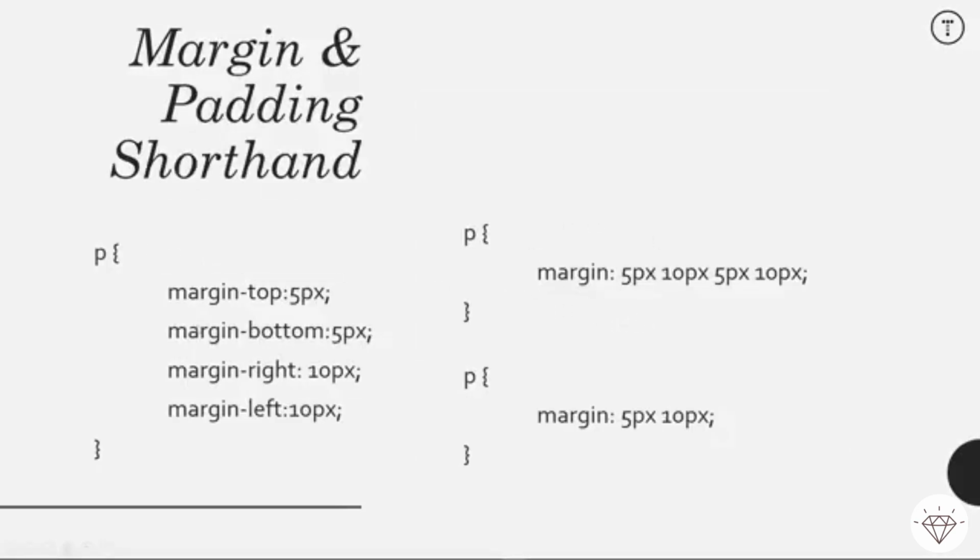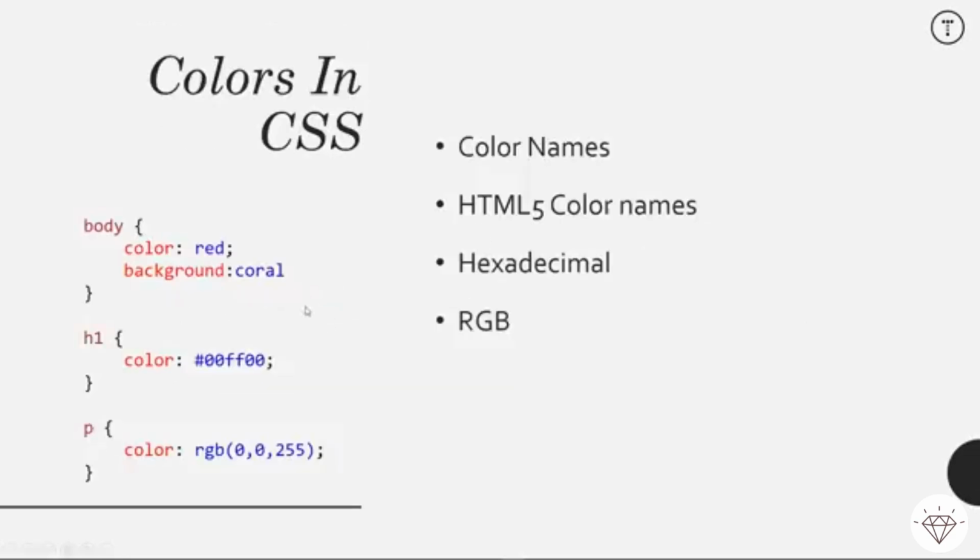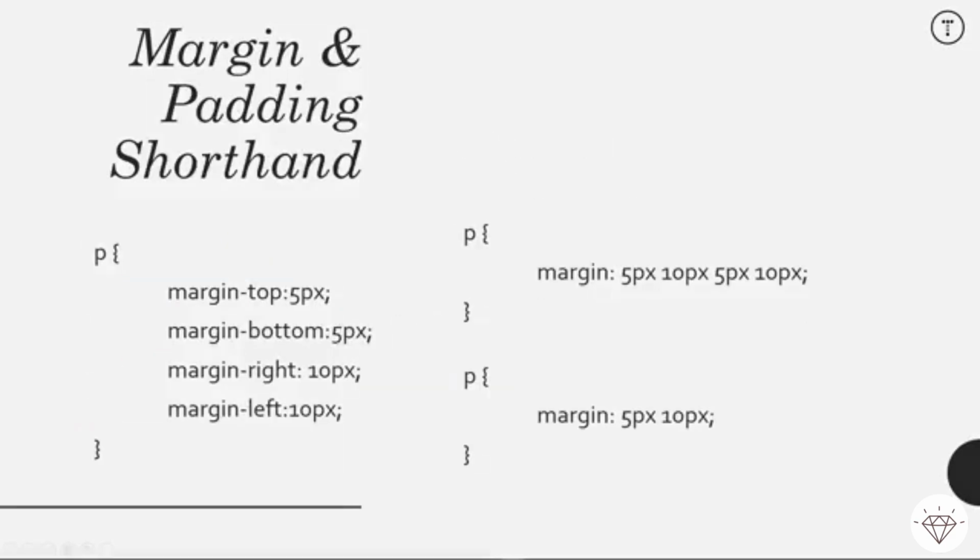Now over here we have this same thing in a shorter syntax. So instead of doing margin top, margin bottom, and so on, we can just say margin, and then we can do top, right, bottom, left. Okay, that's what you need to remember: top, right, bottom, left. And you'll see top 5, right 10, bottom 5, left 10.